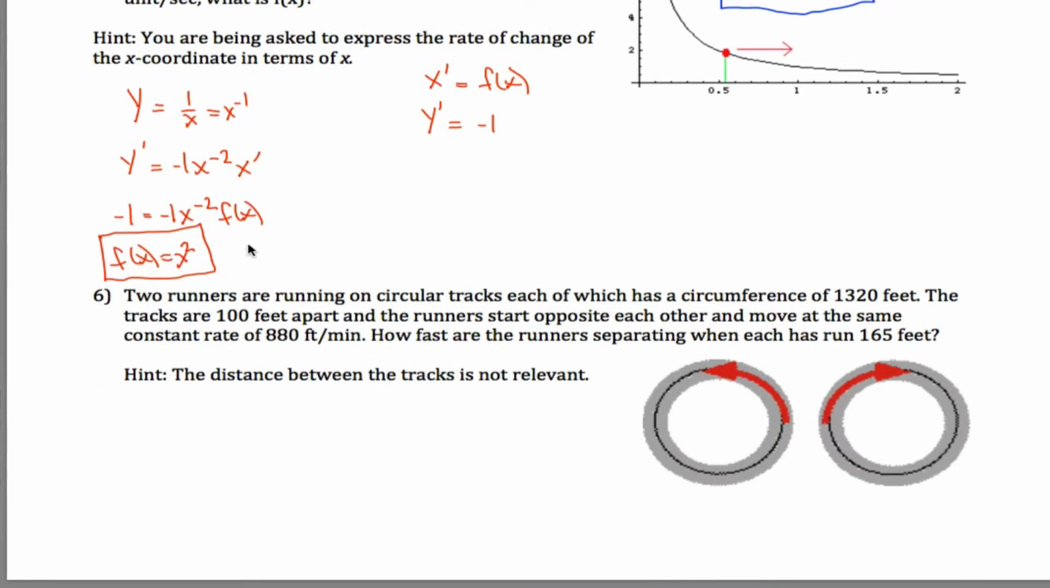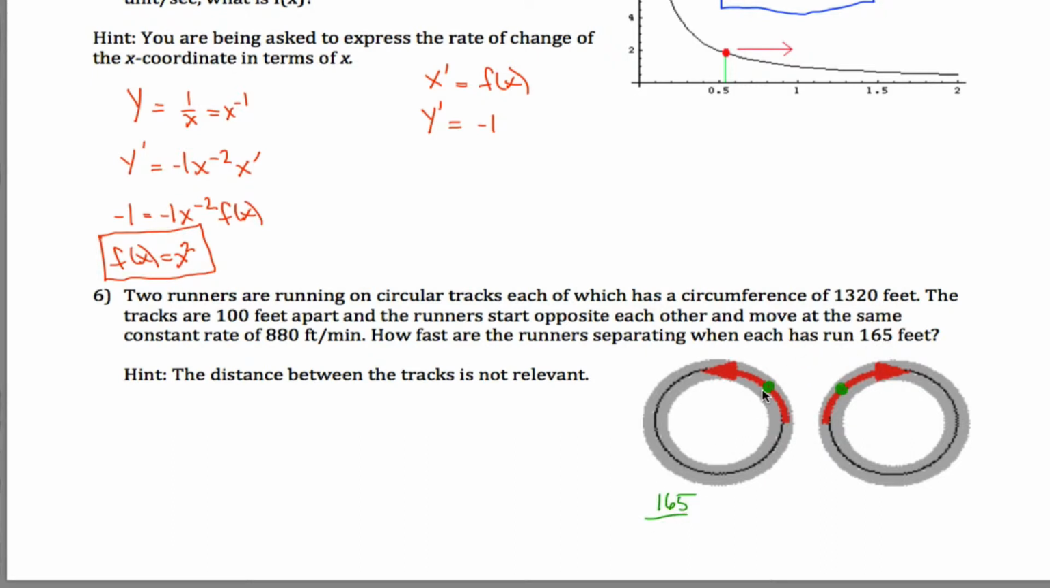All right, finally, this mess here. You've got people running around a track. I think the easiest way to do this is using some trig. So two runners are running on circular tracks. They have a circumference of this number. The tracks are 100 feet apart. Turns out that's not relevant at all. The runners start opposite each other, so one starts here, one starts here, and move at the same constant rate of this. How fast are the runners separating when each has run this far? Well, when they've run that far, we'll put them somewhere over here. In fact, it's exactly that.